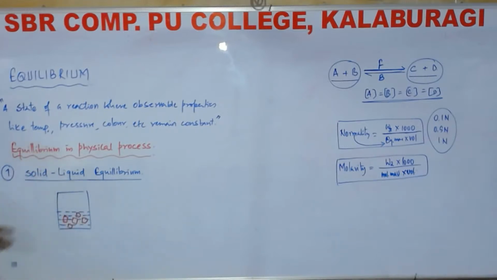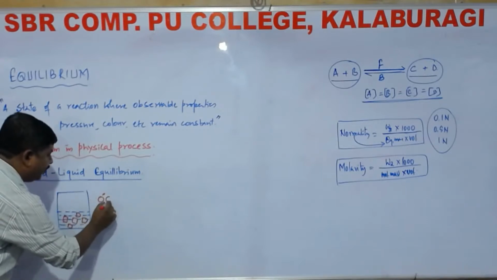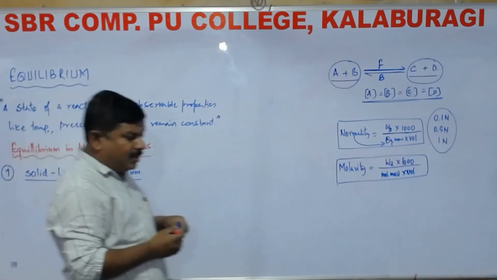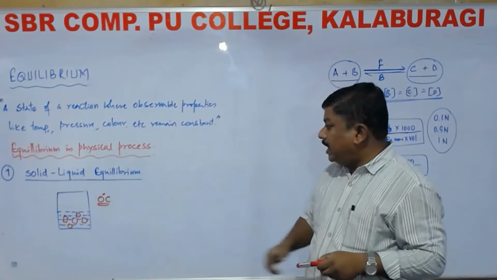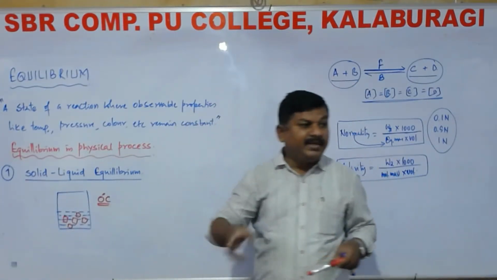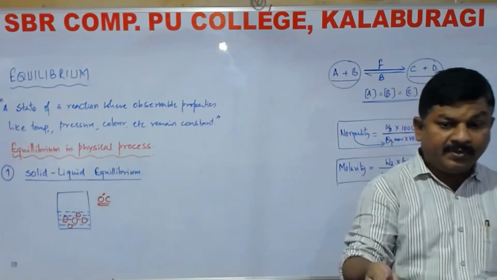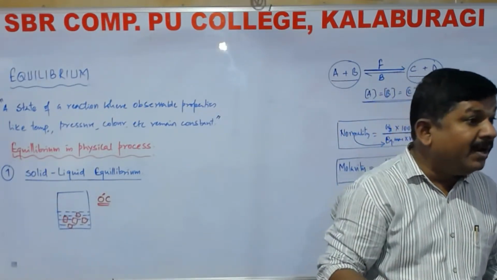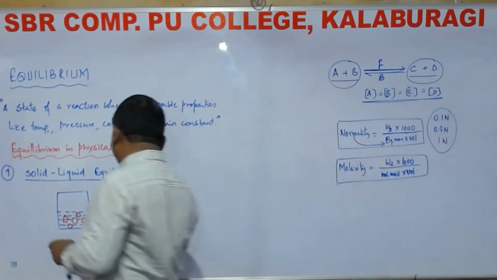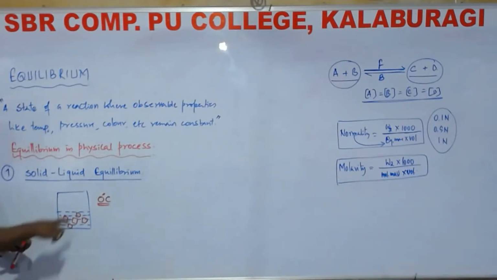Now both are kept in this thermos flask where the temperature is maintained at 0 degrees Celsius. What happens to this amount of ice and amount of water after a certain amount of time? 0 degrees Celsius is the temperature at which solid and liquid both exist in equilibrium. Why? 0 degrees Celsius can be considered the freezing point of water.